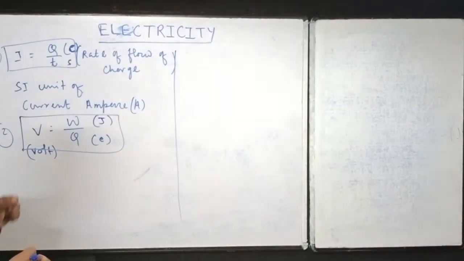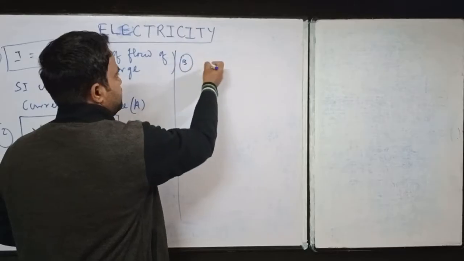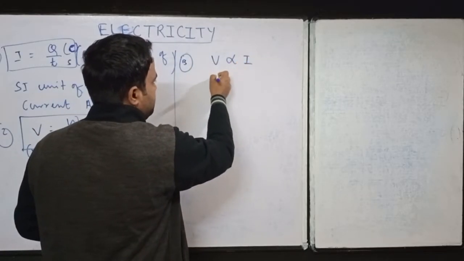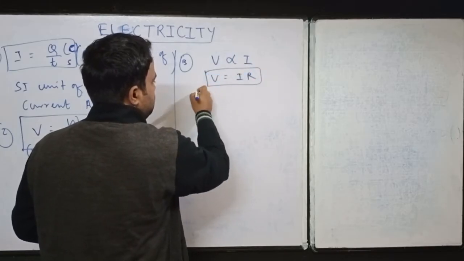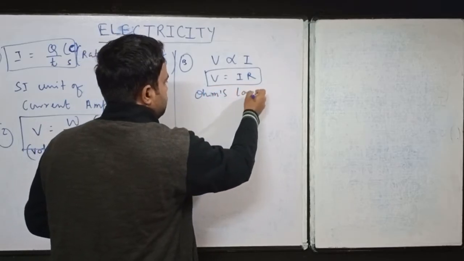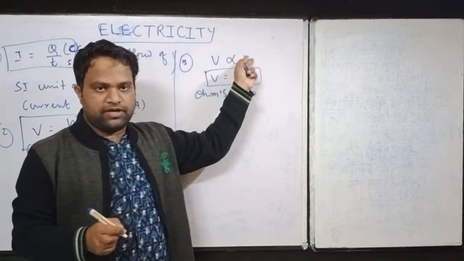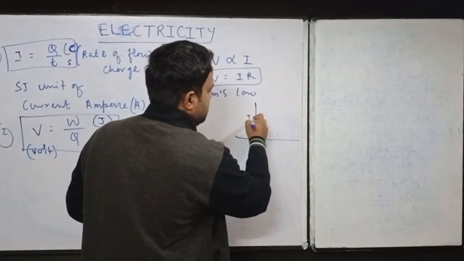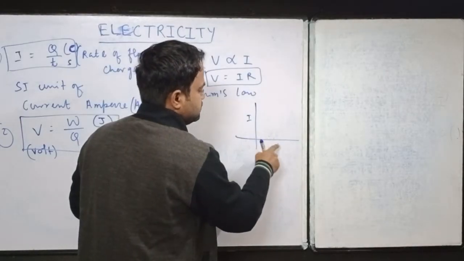The third one is Ohm's law. Ohm's law states that voltage is proportional to current, or V equals IR. This is Ohm's law. Ohm's law says that V is proportional to current I. That means if the voltage increases, then the current will increase.